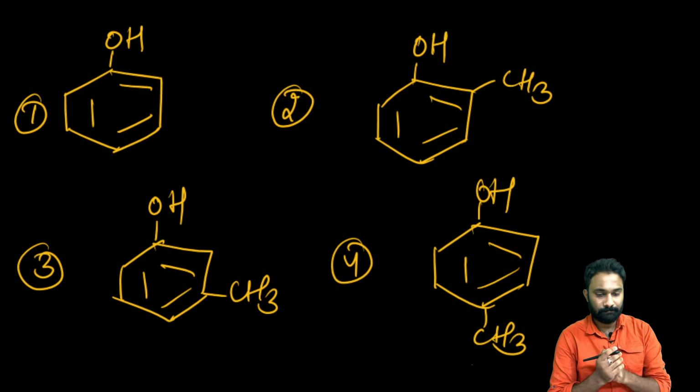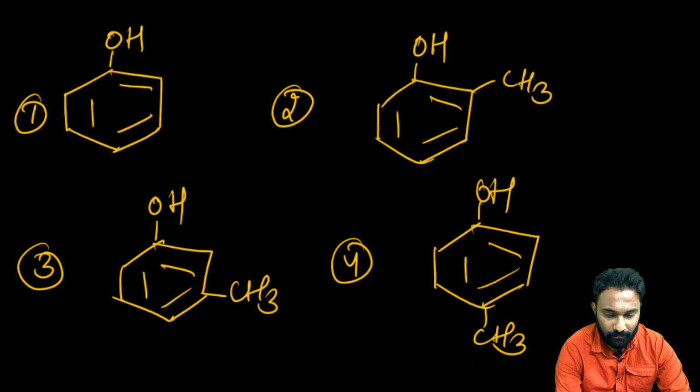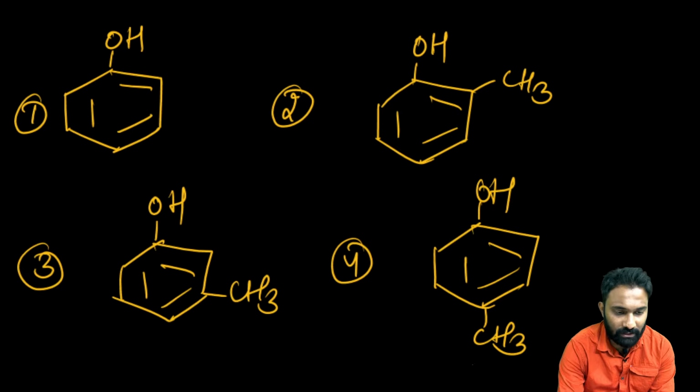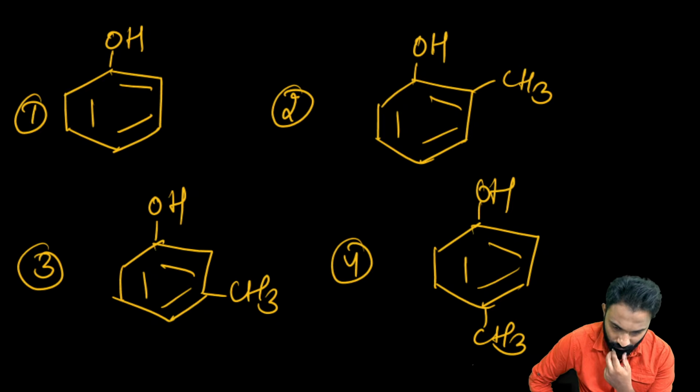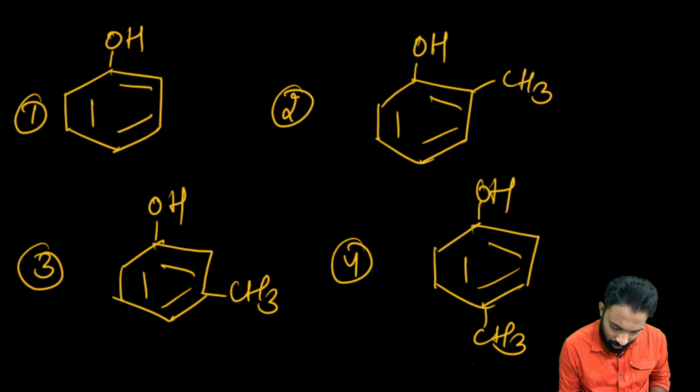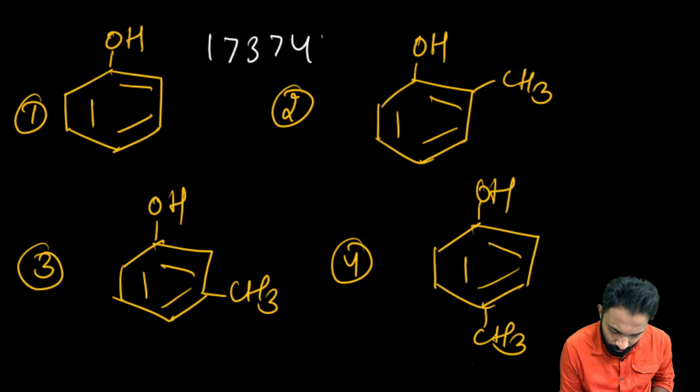Among the 1 2 3 4, try to say me the answer. 1 3 4 2. Good. 1 normal. So 1 3 4 2.